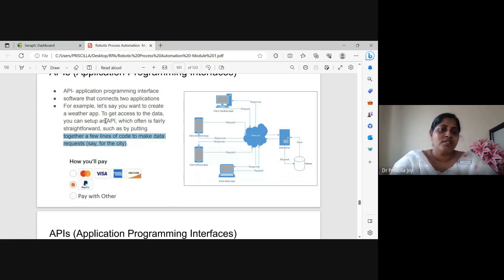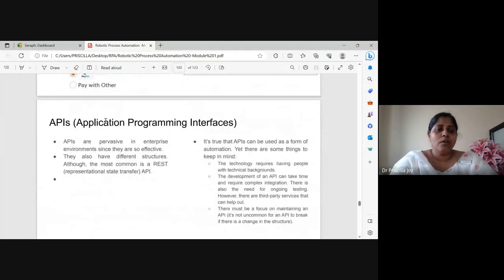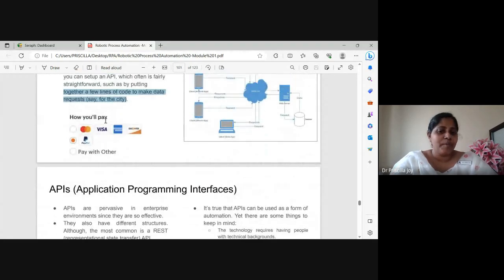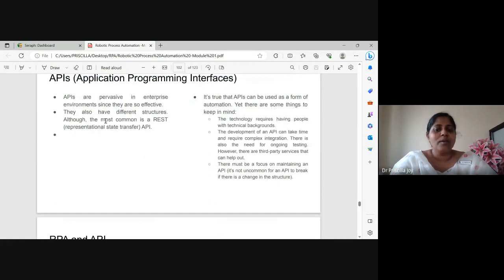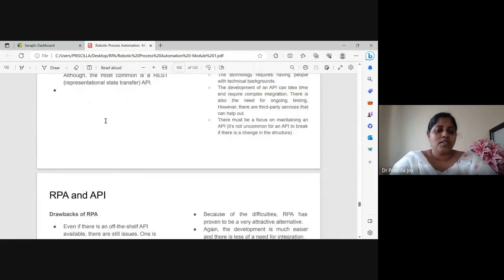So in such cases, for example, when we will be creating a weather app, we need to access the data, and after setting up the API, we need to transact money in such a case. So for making that, we need to follow some code to make that data be requested. So for which we'll be going with whichever payment method is there, and we need to integrate such things. So for which we need to go with this kind of RPA.